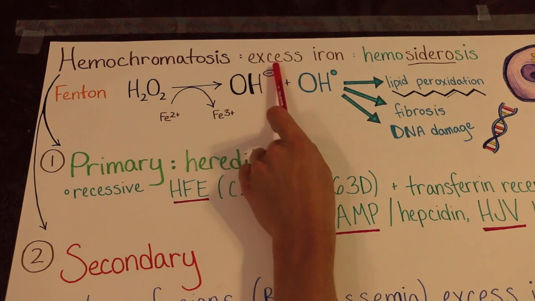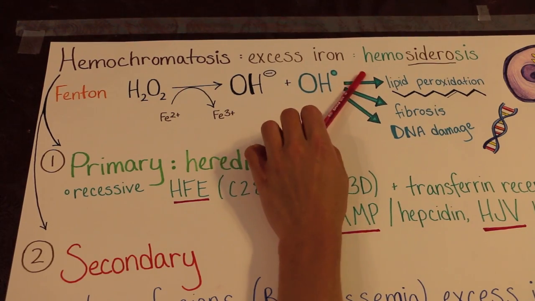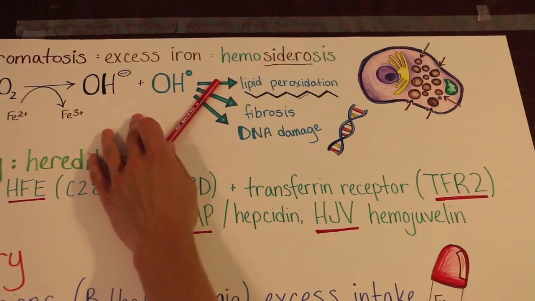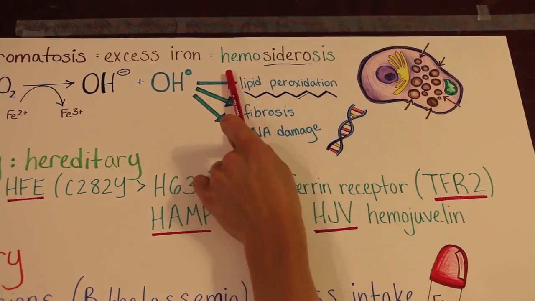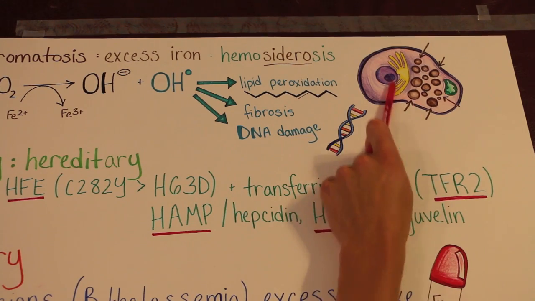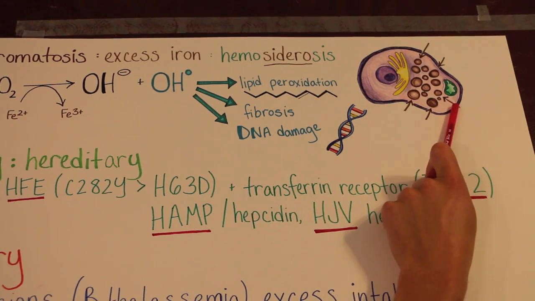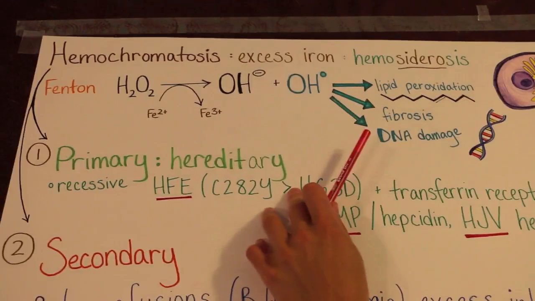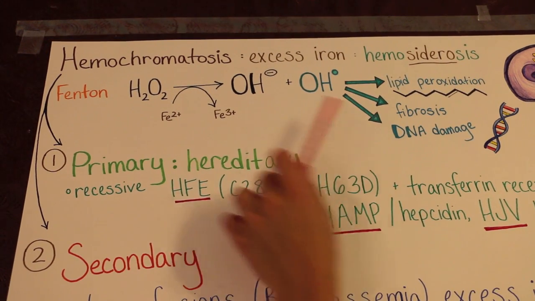In the most simplistic view, hemochromatosis is a state of excess body iron causing iron to become deposited in tissues. The actual deposition of iron in tissues is termed hemosiderosis, and then the eventual organ damage is known as hemochromatosis.